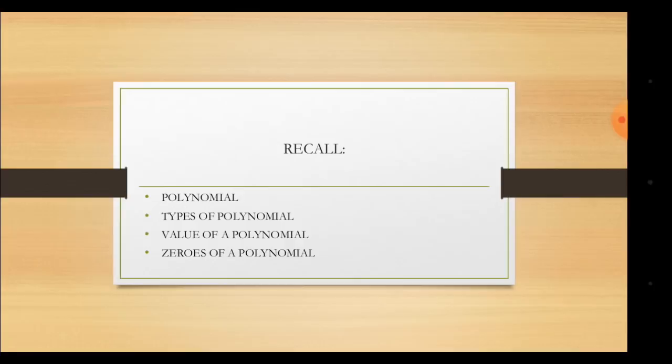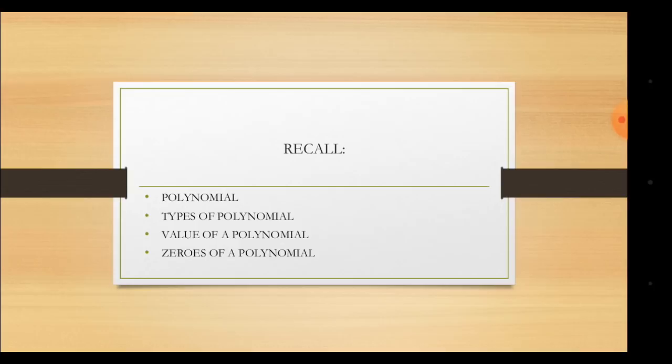Then you learnt values of polynomial. So value of polynomial means value obtained by replacing the value of variable. Then you learnt zeros of polynomial. Zero of polynomial means value of variable which makes polynomial zero.